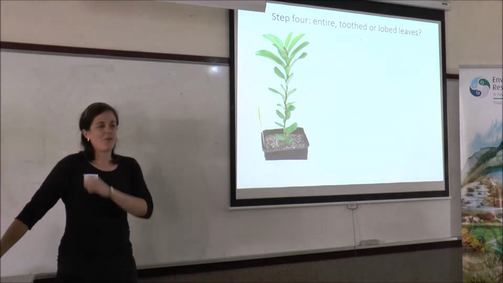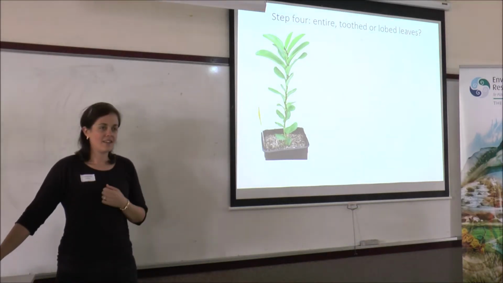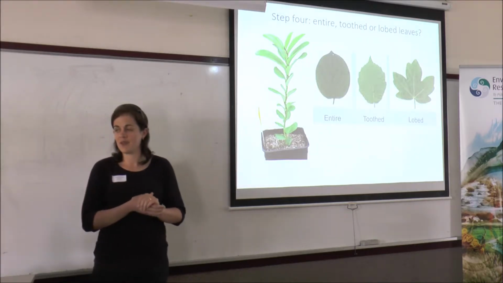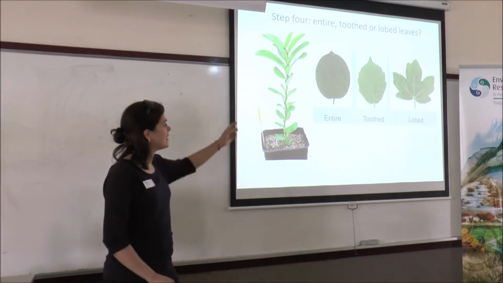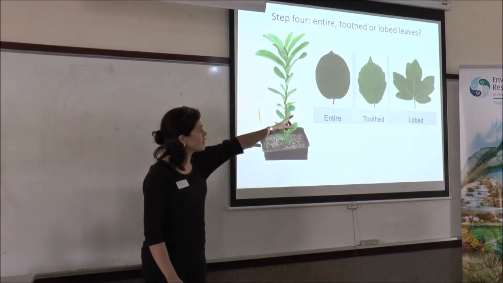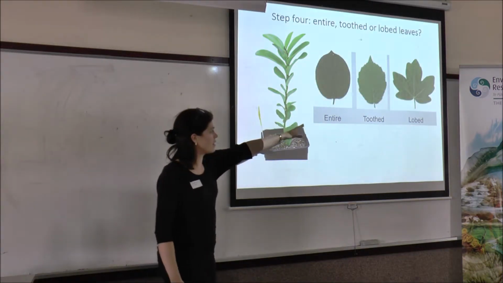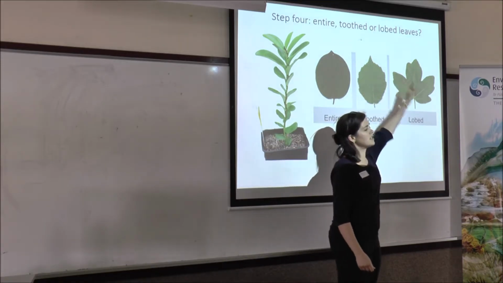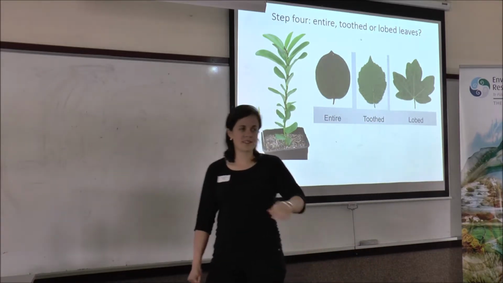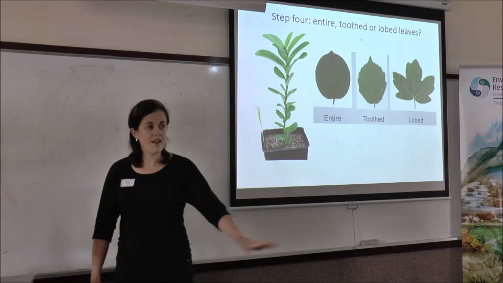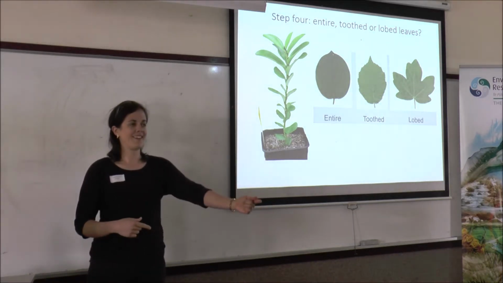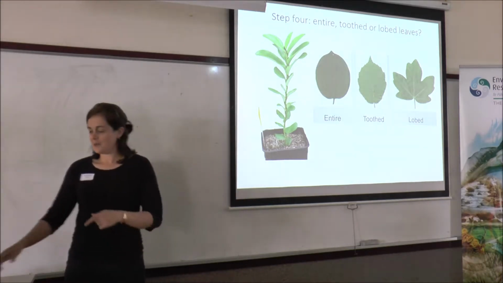And then step 4: are these leaves entire, or are they toothed or lobed? So here are some examples from Louise Hardy. This is an entire leaf. This one in the middle has tiny little teeth. And this one is lobed. So it's just getting to know those terms for things that you're all very familiar with. If you understand what the term is, you've got a tool to then ask the next question.